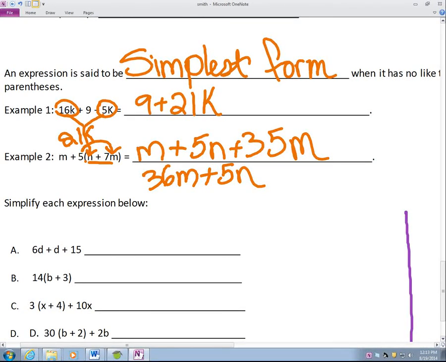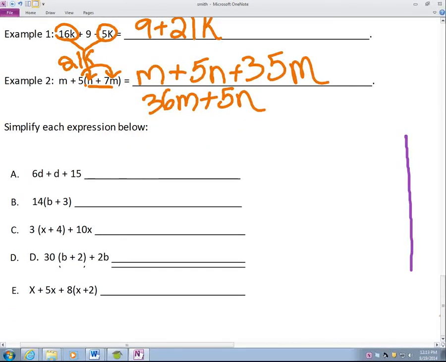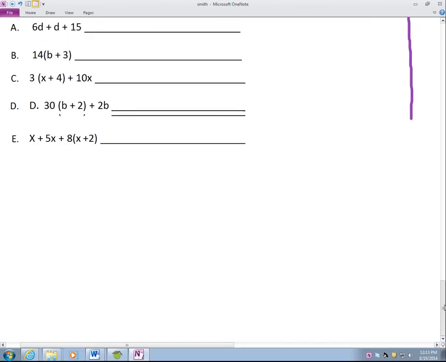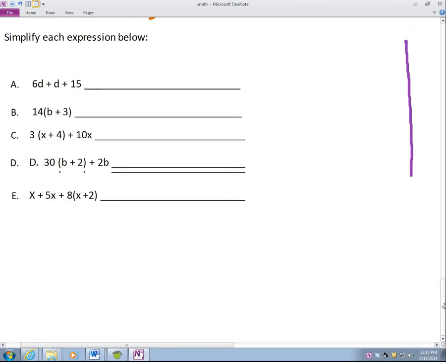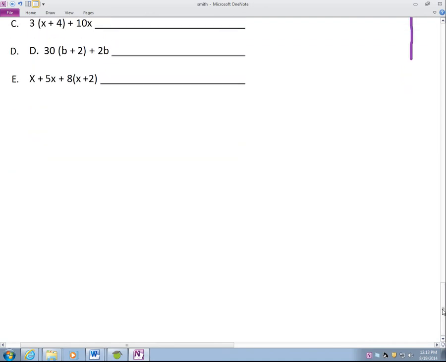I'm going to do the first one, then I'm going to distribute the homework. Actually, I'll do E. So first off, for E, do we have any like terms there that we can get rid of right off the bat? What do we got, Sydney? X and 5x. Beautiful. That becomes what? Good. 6x plus 8x plus 2.